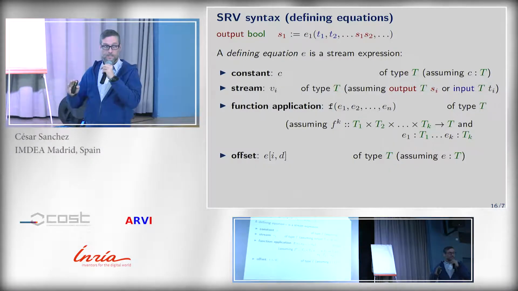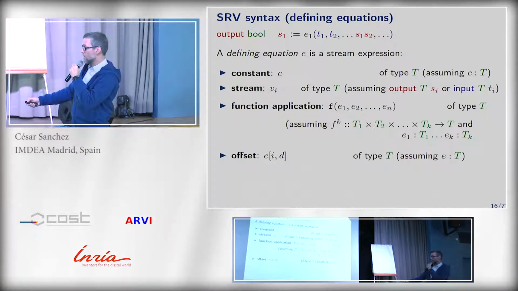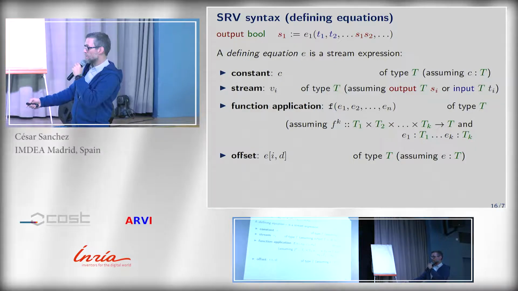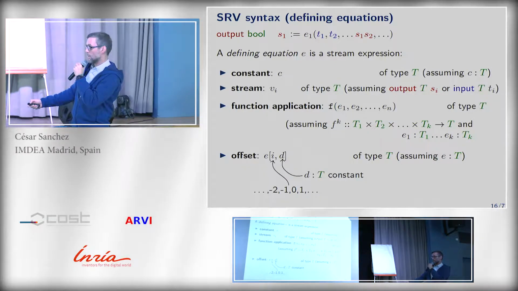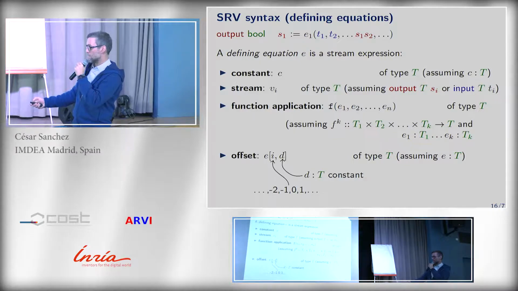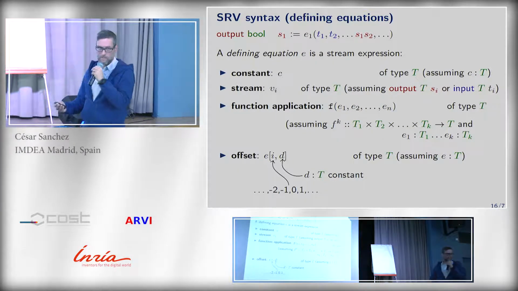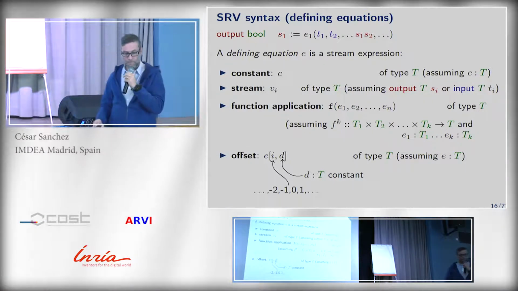And you can have offsets. This is the interesting one. So you give it an expression and, given a constant, an integer constant, and a default value, this is an expression of the type of the given expression and the constant, which must coincide. Okay?